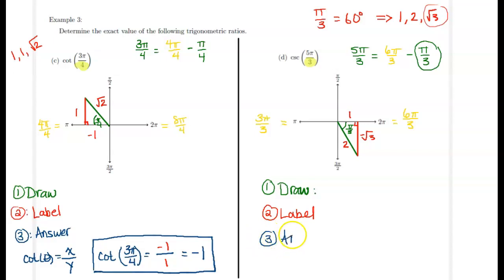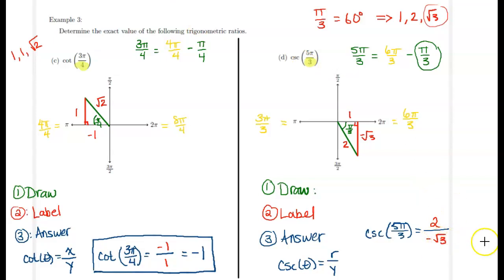Finally, we answer. Okay, what are they asking us here? They want cosecant. Well, cosecant of theta is the reciprocal of sine. So we're dealing with the y's and the r's. So this one looks like r over y. So when I put my 5 pi over 3 in there, cosecant of 5 pi over 3 is equal to, what do we got? My r is 2, and my y is negative root 3. Well, I can't leave it like that, can I?